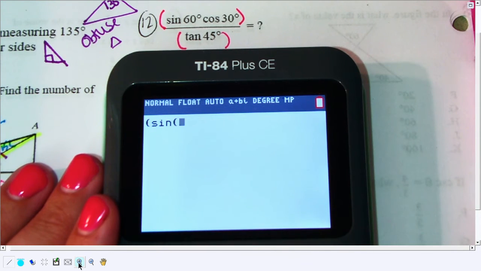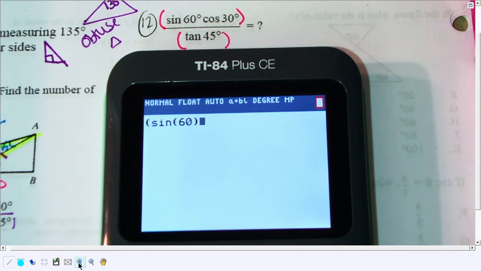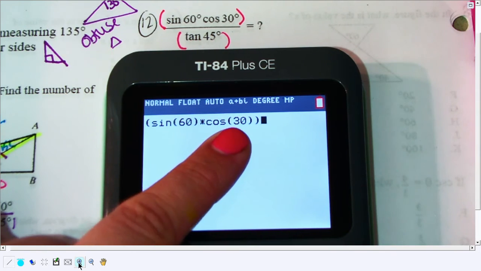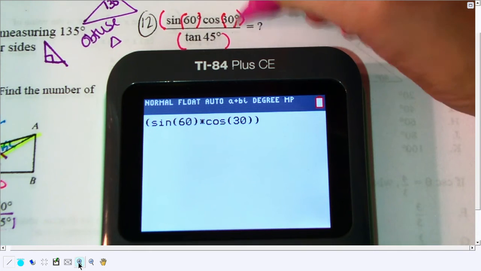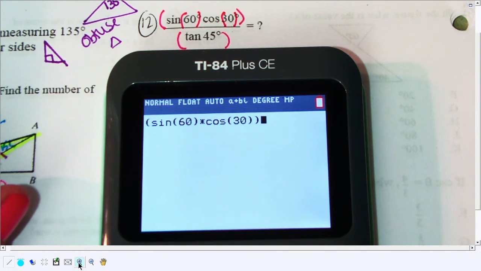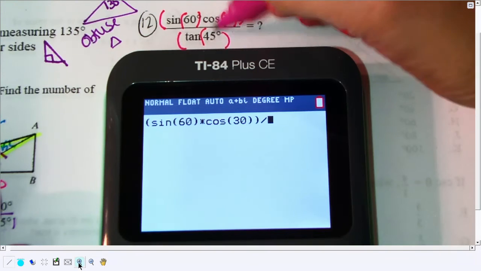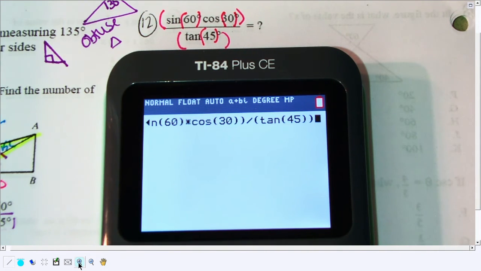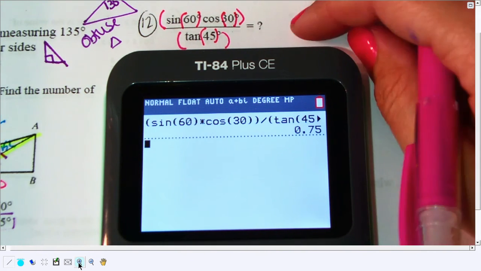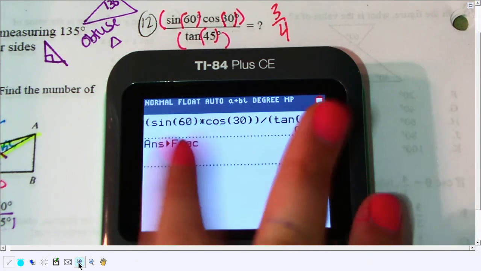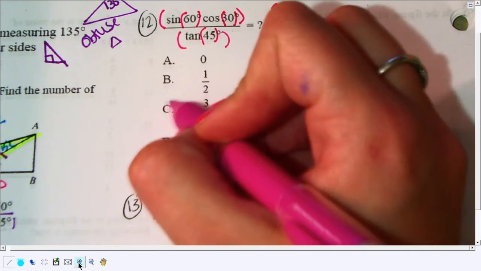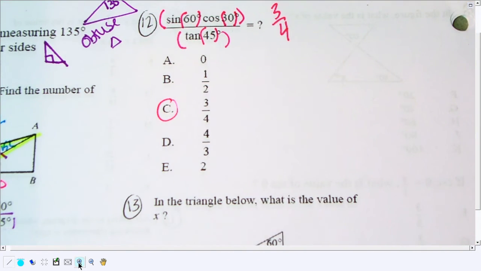So on the top, I'm going to have the sine of 60, close parentheses, times the cosine of 30, close parentheses for the trig function, close parentheses for the numerator. So this is what it's going to look like in your calculator. I'm going to divide said answer by tangent of 45. Enter. 0.75, math, enter, 3/4, which is option C. So just do it in your calculator, but pay attention to the parentheses.